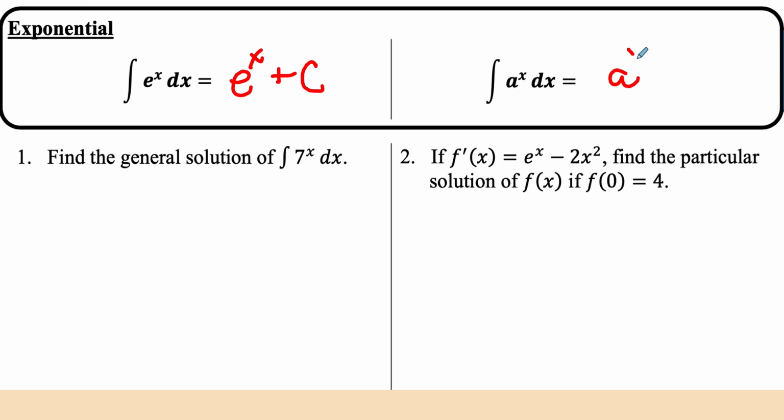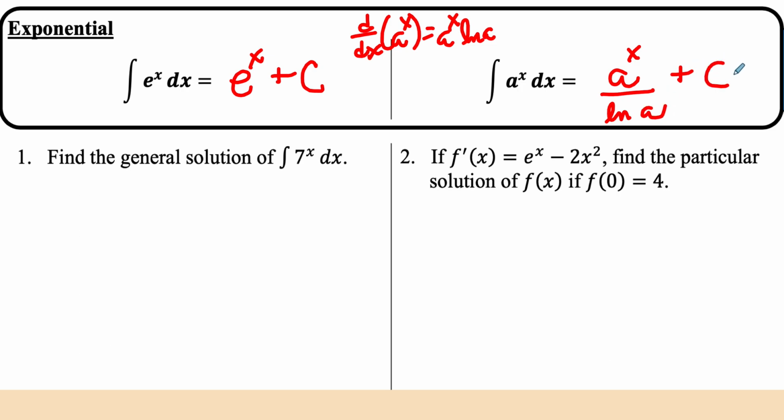But unfortunately, when we take the derivative of a to the x, the answer is a to the x natural log of a. So we have a multiplier. So what I will have to do is divide by that multiplier and then plus c. And if I were to take the derivative of this, I would get back to this. Okay, so let's find the general solution. And the general solution is itself divided by the natural log of 7 plus c. And so that will be the general solution.